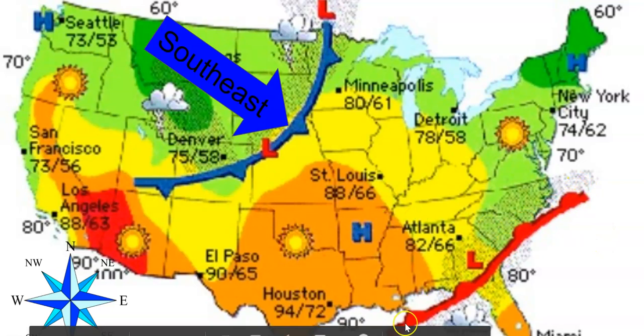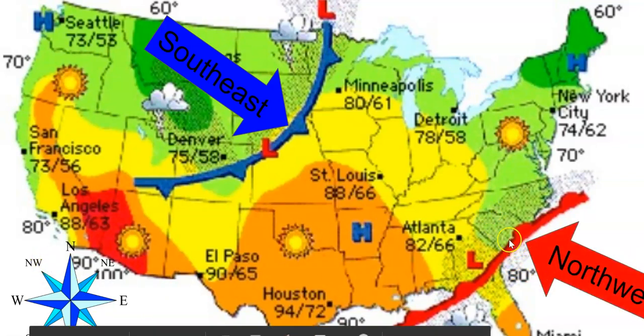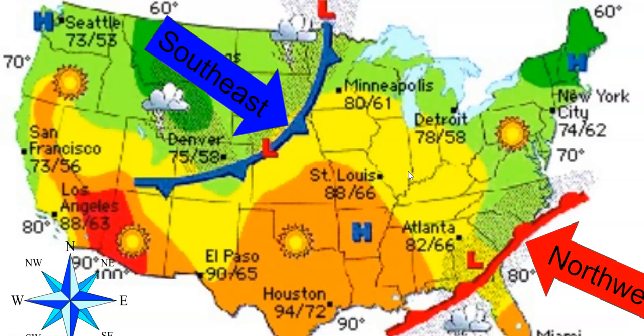Here we have our warm front, and we can tell by the way that it's curved and the side the symbols are on that it's moving this way. So if we look at our compass rose again, if it's moving this way, that means it's moving northwest. So this warm front is moving northwest. This cold front is moving southeast.